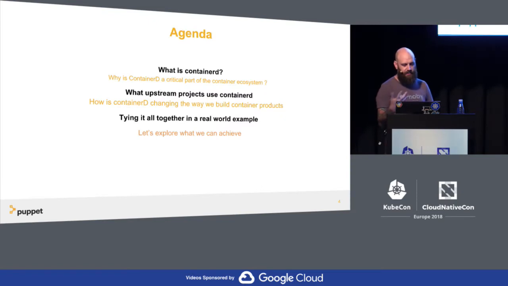In this talk, we're going to have a look at what is containerd. The last talk was really good on that, so I'll skip through that fairly quickly. What upstream projects use containerd? The last talk tied Docker and containerd together. They are loosely coupled, but they can be run separately. They're not mutually tied together. And we'll look at tying everything we've done into a real-world application, and that will take us into some of the stuff that we're working on at Puppet.